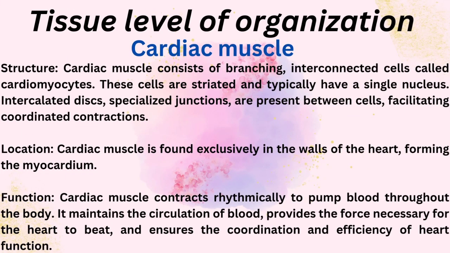First, cardiac muscle. Structure. Cardiac muscle consists of branching, interconnected cells called cardiomyocytes. These cells are striated and typically have a single nucleus. Intercalated discs, specialized junctions, are present between cells, facilitating coordinated contractions. Location. Cardiac muscle is found exclusively in the walls of the heart, forming the myocardium.